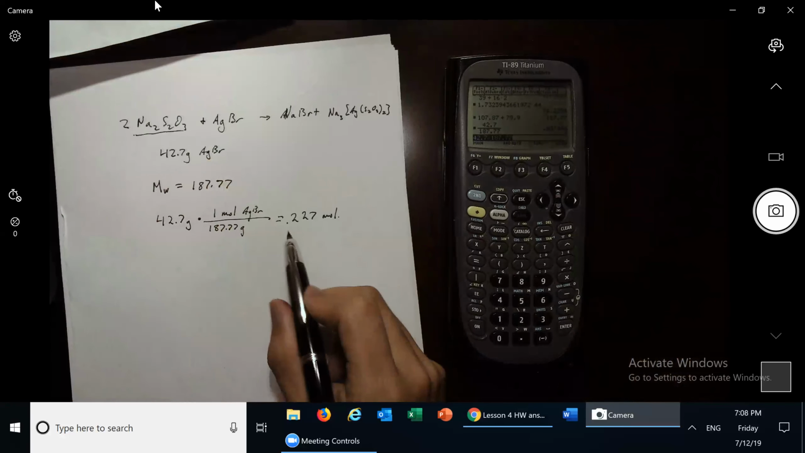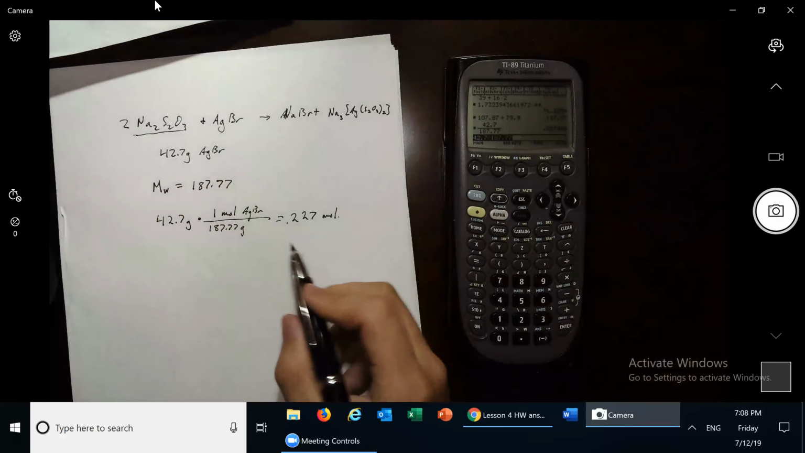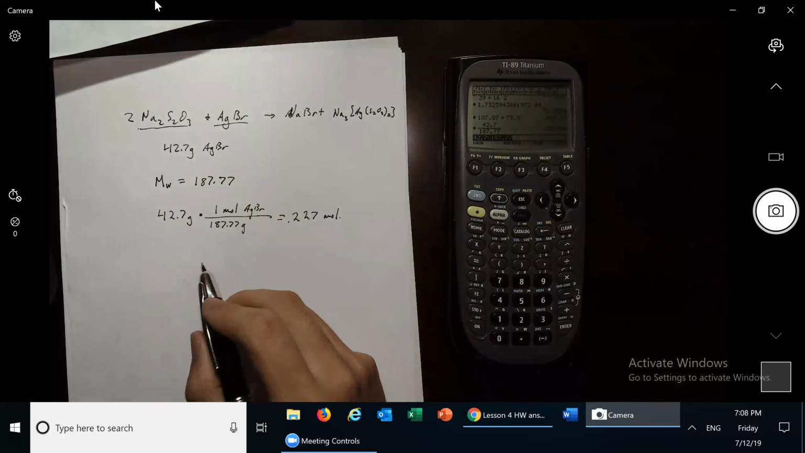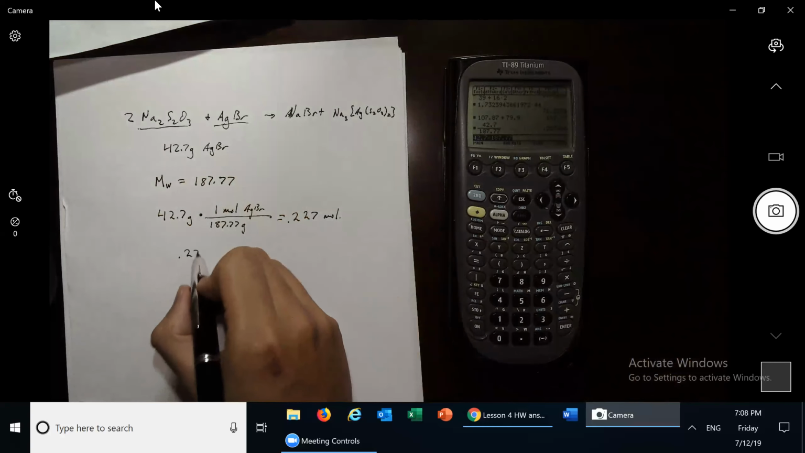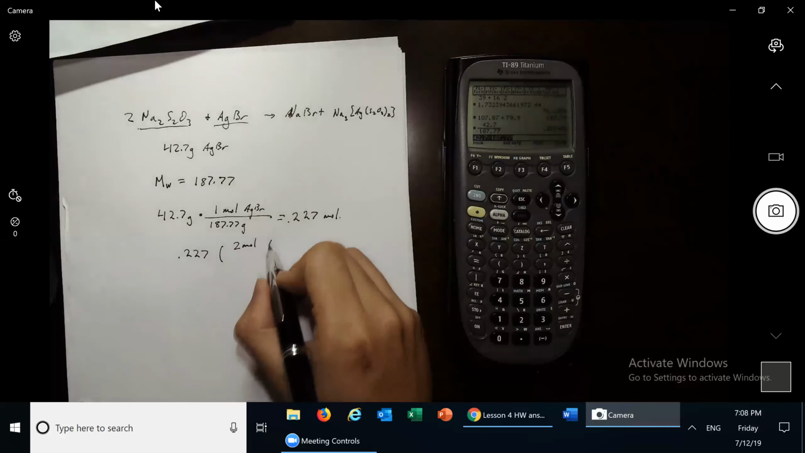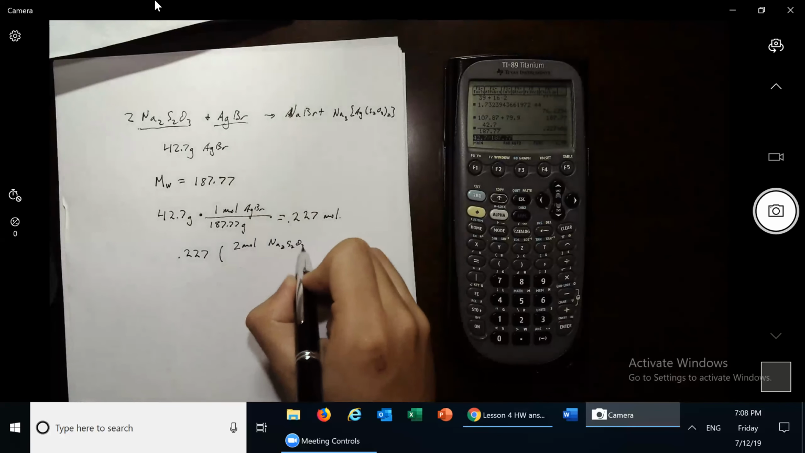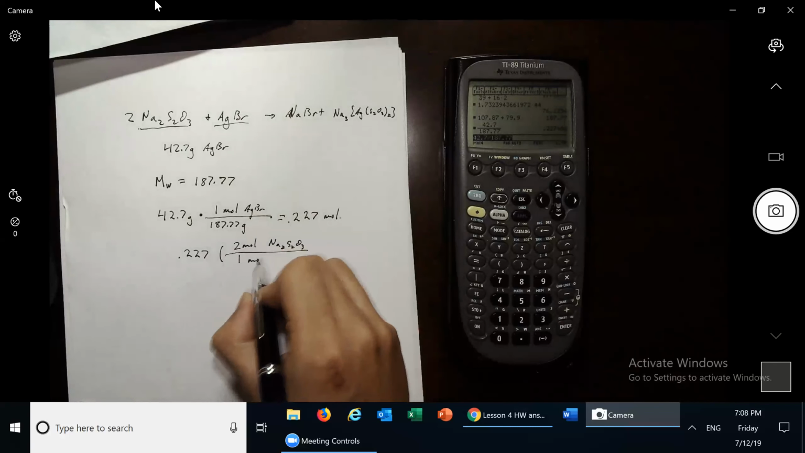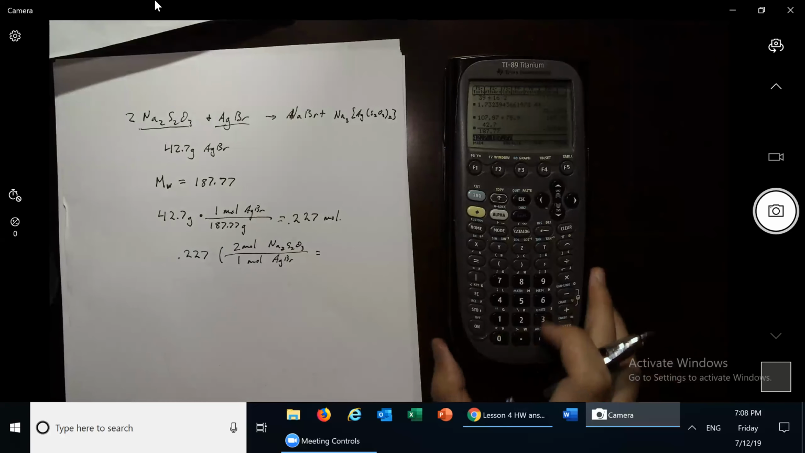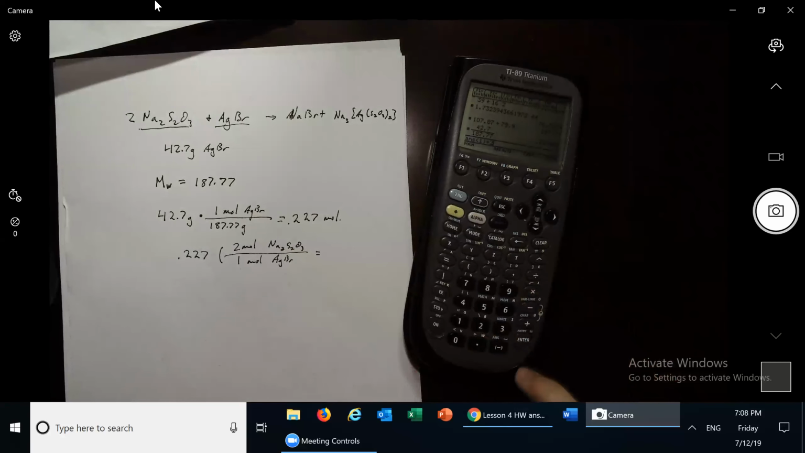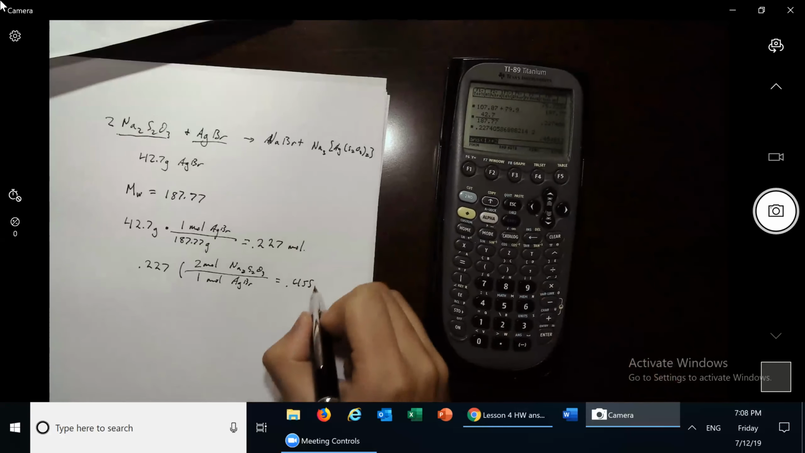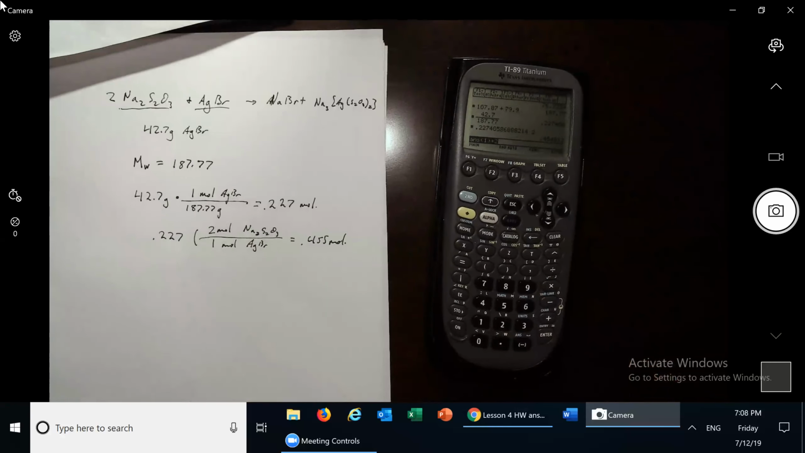So the ratio of thiosulfate to silver bromide is 2 to 1, right? So we need to do 0.227 times 2 moles of sodium thiosulfate divided by 1 mole of AgBr. And then this equals 0.455 moles. Okay?